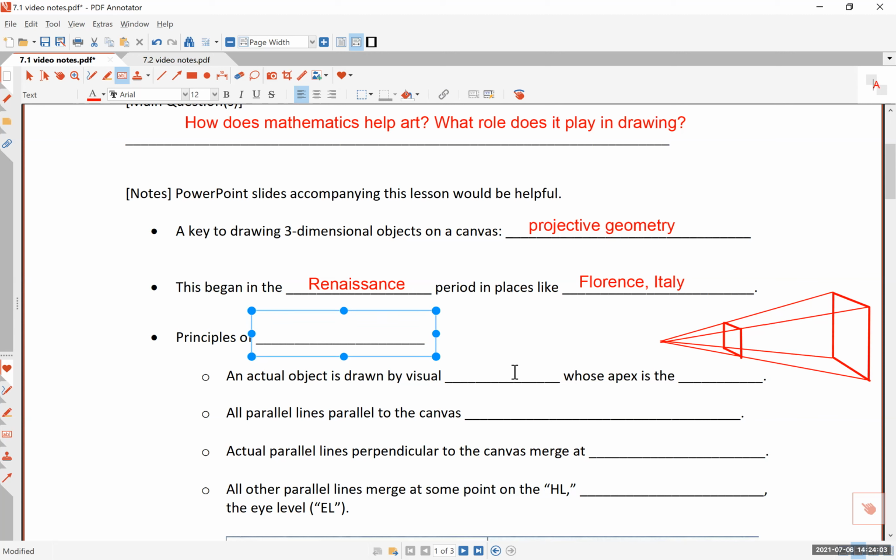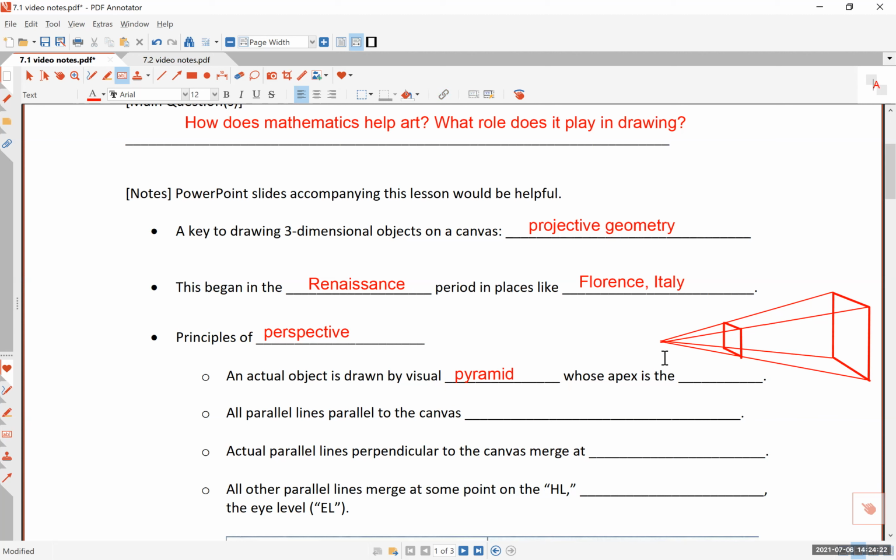So the principles of perspective. This is what I'd like to talk about. And by the way, this is all based on this whole idea called the visual pyramid. The actual object is drawn by the visual pyramid. I drew a picture of this, so you may want to draw this picture in your notes as well.